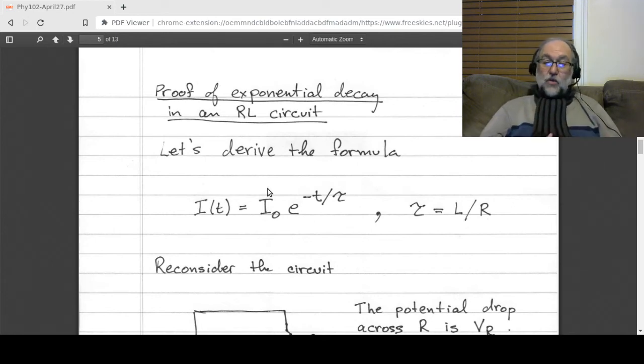So for the RL circuit, we had that the current through the inductor was going to exponentially decay over time like this. So you had some initial current, and then that current would decay over time. I of t is the current at any given time t, I naught is the initial current, and it exponentially decays over time. And again, there's this time constant, but now the time constant is equal to L over R. The time constant for an RC circuit was RC, but the time constant for an RL circuit is L divided by R. So we're going to prove this equation here.